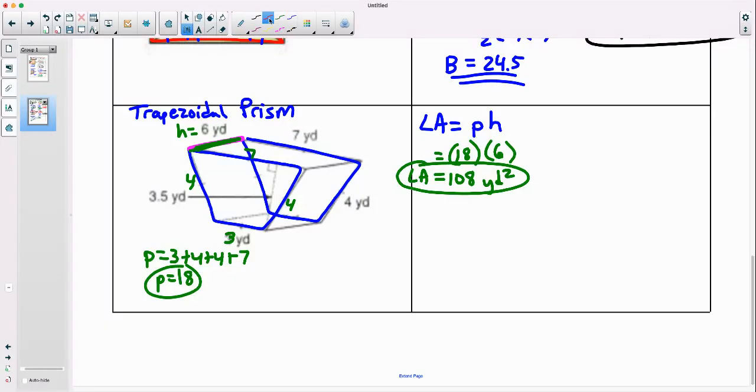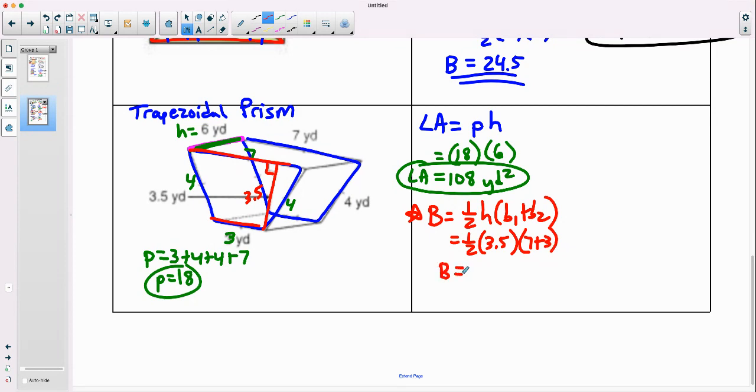Capital B, we have to change the formula again. It's a trapezoid, 1/2 the height times the bases added together. And we have all that stuff. This 3.5 is the height of the trapezoid. So this is 1/2 times 3.5. The bases of the trapezoid are 7 and 3. So this is 1/2 times 3.5 times 10. One of the trapezoids has an area of 17.5. So it's kind of like we colored in this part, okay? And we're just going to then double it.